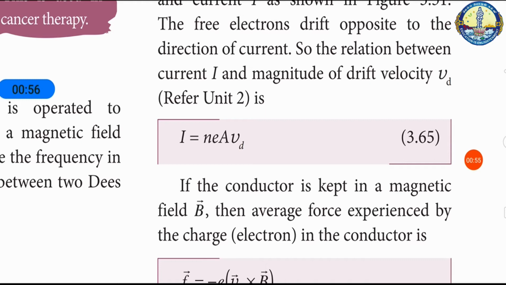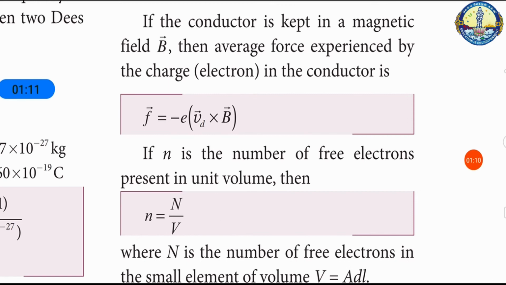If the conductor is kept in a magnetic field B, the average force experienced by a charged electron in the conductor is F vector is equal to minus e Vd vector cross B vector. If n is the number of free electrons present in unit volume, then n is equal to N by V, where N is the number of free electrons in the small element of volume V is equal to A dl.